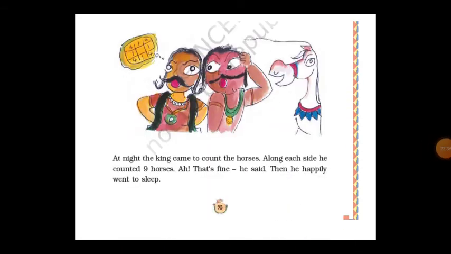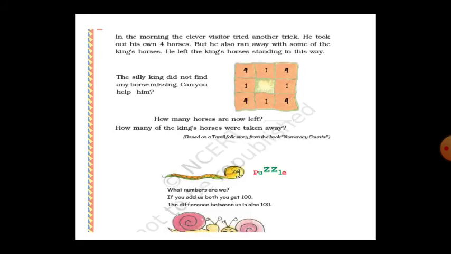So at night, the king came to count the horses along each side. He counted 9 horses. That's fine, he said. Then he happily went to sleep. In the morning, the clever visitor tried another trick. He took out his own 4 horses, but he also ran away with some of the king's horses. He left the king's horses standing in this way.